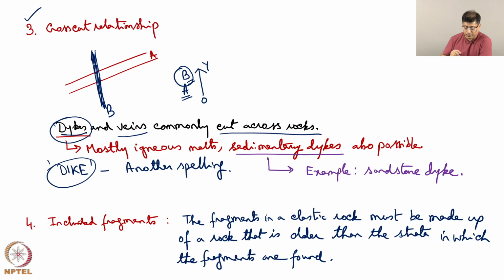What can be this dike material? Now they are mostly igneous melts, igneous rocks therefore, but there are also sedimentary dikes possible. An example of a sedimentary dike can be a sandstone dike.